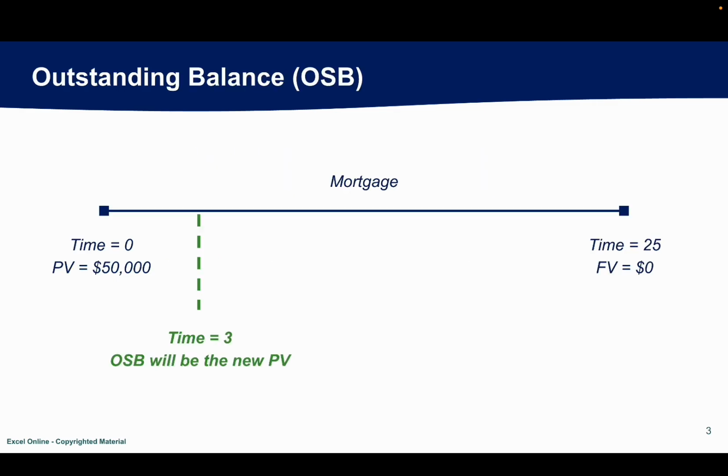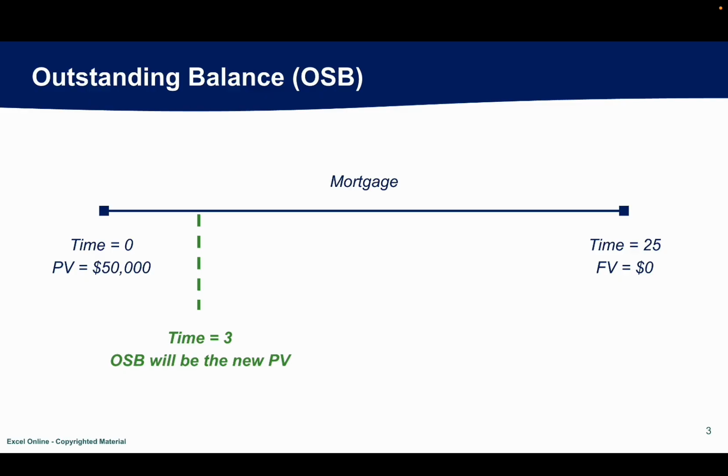Now, we've done a good number of practice questions together, and in these questions, the value of the PV has always been at the start of the loan. But as time moves on, the amount owed can change. The mortgage on the screen here was $50,000 when the home was first bought. 3 years later, there have been payments made towards the principal, and the balance of that mortgage has gone down. So the new amount owed on the mortgage after each payment is made is called the outstanding balance, or OSB.